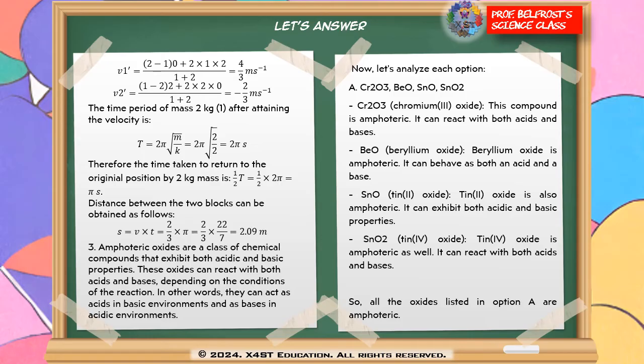Okay, so now let's analyze its options. In A we have Cr2O3, BeO, SnO, SnO2. Cr2O3, which is chromium trioxide, is amphoteric because it can react with both acids and bases. How about beryllium oxide? It's also amphoteric. How about tin 2 oxide? This is also amphoteric. How about tin 4 oxide? This is also amphoteric. So because all of the compounds in A are amphoteric, A is absolutely correct.